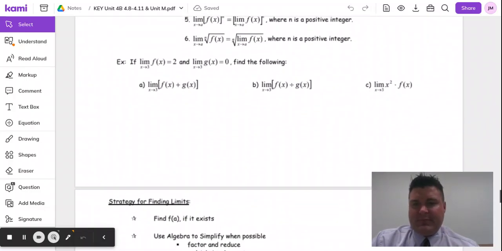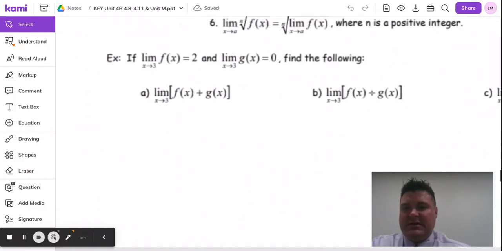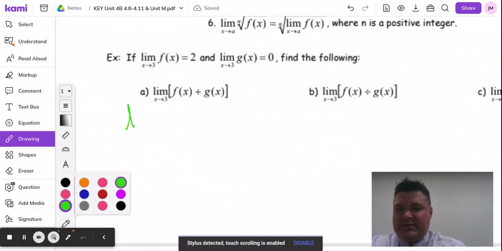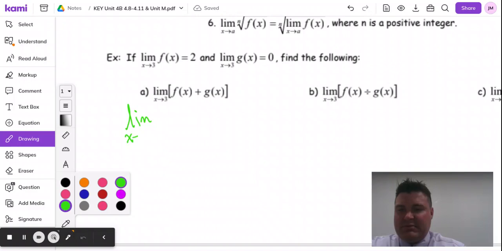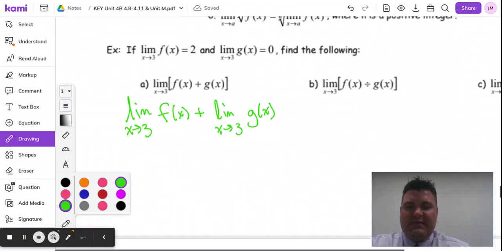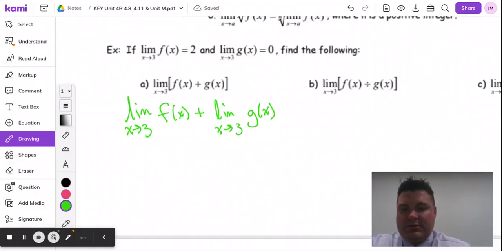So just coming down here, I'm going to show you using the limit laws. For the first example, if the limit as x approaches 3 of f of x is 2, and the limit as x approaches 3 of g of x is 0, find the following. Because these are both approaching the same limit, we can use our limit laws here. For this first question, since these are adding, I can rewrite this as the limit as x approaches 3 of f of x plus the limit as x approaches 3 of g of x. So the f of x value is 2 plus 0, so I get 2.